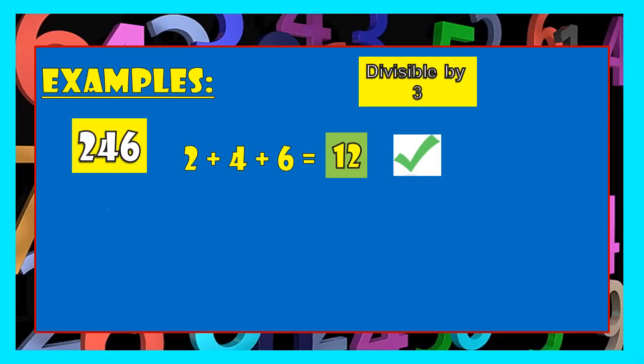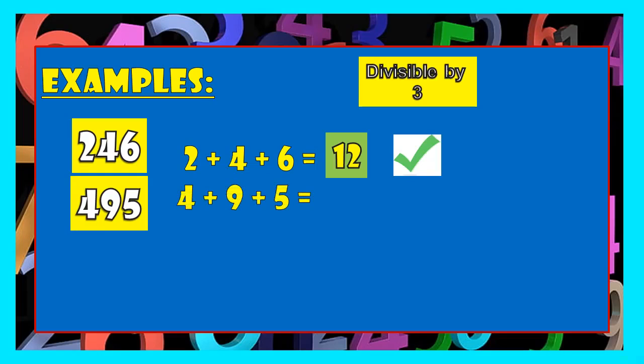How about this one? 495. So let's add all its digits to find out if this number is divisible by 3. So 4 plus 9 plus 5, the sum would be 18. Is 18 divisible by 3? Yes, it is divisible by 3. Therefore, 495 is divisible by 3.